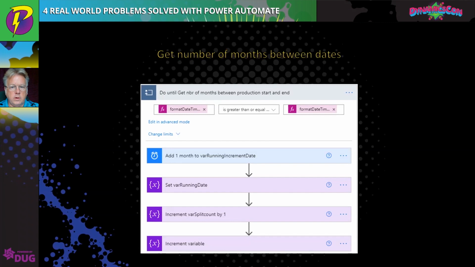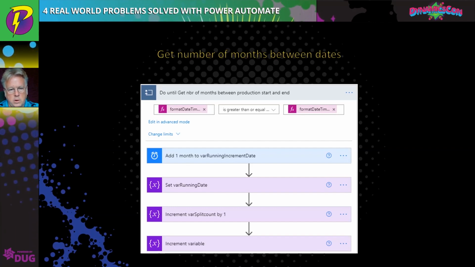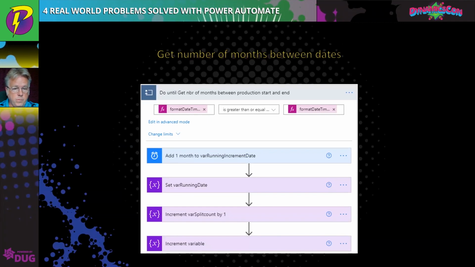Once we've done that, we want to get the number of months between the dates. So we're using a do until here. Basically, we're going to start at the start date and go through to the end date and calculate how many months are in there. The first action within this is to add 1 month to the increment. This helps us to break out of this do until when it's completed. And then we set the running date based on that time action. And we increment the split count by 1, so we know how many records we're going to be creating. And then we increment the variable, and then we continue on to the next month.